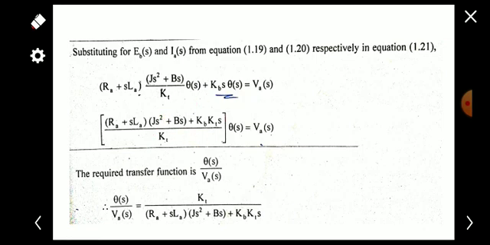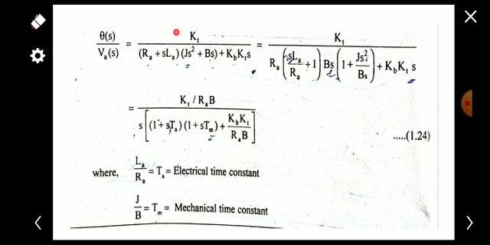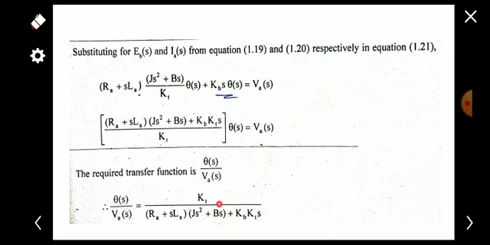And we must obtain theta(s) by Va(s). So from this equation we obtain theta(s) by Va(s) as Kt divided by (Ra plus sLa) into (J s square plus B s) plus Kb Kt s. And by using a simple rearrangement in this equation, we can express it using some terms, that is the electrical time constant and mechanical time constant. We can substitute those values here. So for that, we are just going to rearrange this equation, the previous one.